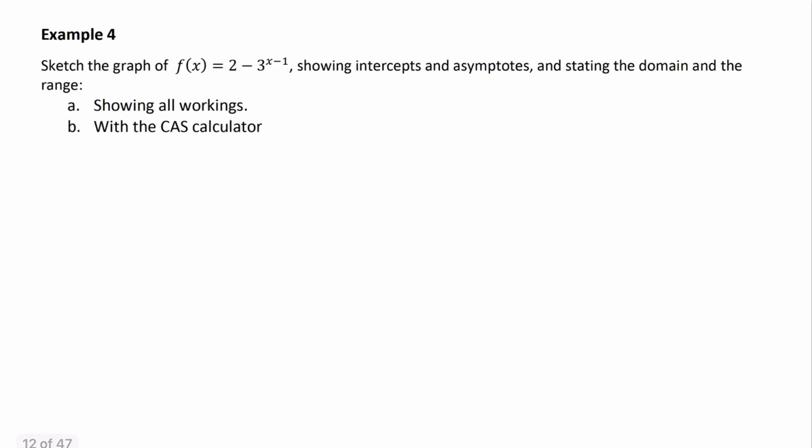Example 4, sketch the graph of f of x is equal to 2 minus 3^(x-1), showing intercepts and asymptotes and stating the domain and the range. So same thing again: sketch the graph, show intercepts and asymptotes, state the domain and the range. And the first one is showing all of your workings, and then we're going to practice this on the CAS calculator as well. So you might want to pause the video here and try it yourself, and I'm going to go ahead and do it so you can check your answer along with it.